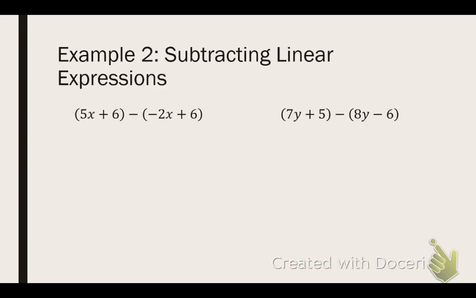Okay, let's look at example 2 now. Example 2 has a little bit of a twist to it. Okay, go ahead and write down the expression 5x plus 6 minus negative 2x plus 6. All right, so here's my rule. If I see a subtraction sign in front of the set, this subtraction sign applies to every term inside the parentheses. So I am essentially subtracting a negative 2x and I'm subtracting a positive 6. So here's what happens. Every sign inside that set of parentheses is going to be the opposite sign.